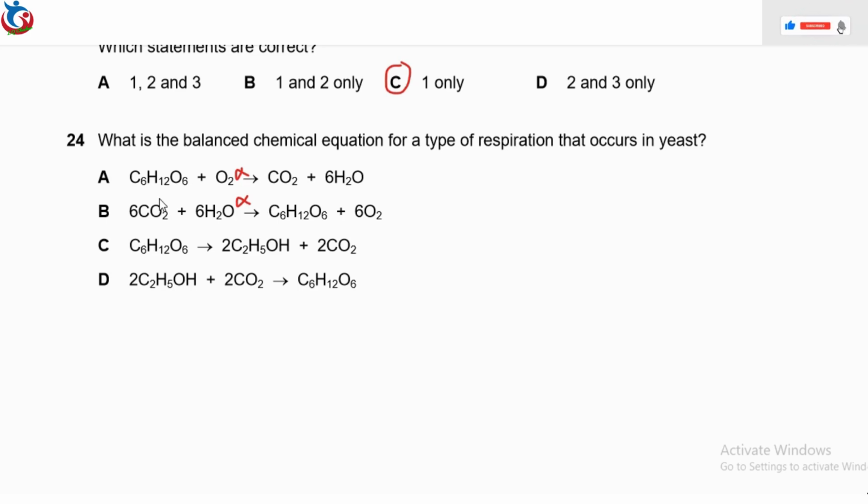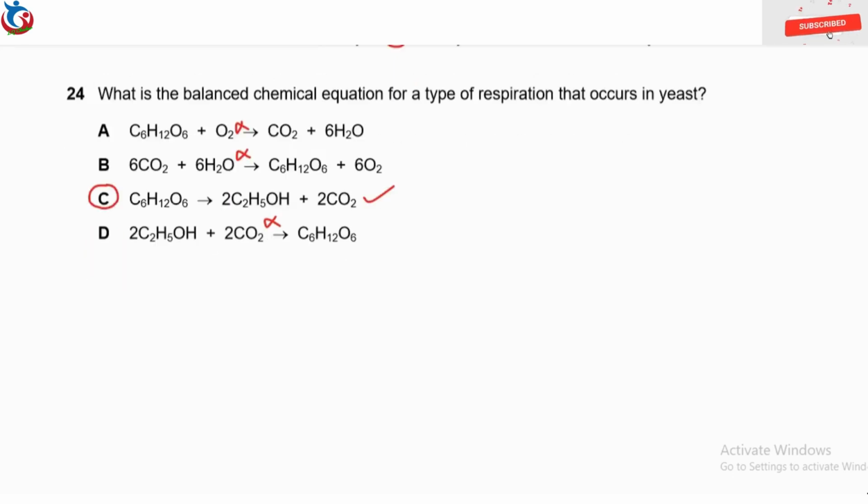And you can see it has to do with the breakdown of starch, so it's not CO2. That makes option B wrong. Then option D does not involve carbon dioxide, so it's wrong. Automatically the breakdown of starch to ethanol and CO2 is our answer. This makes option C our correct answer. Then we'll move straight to question 25.